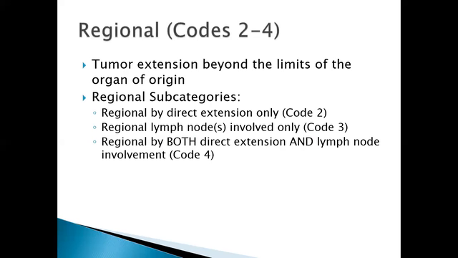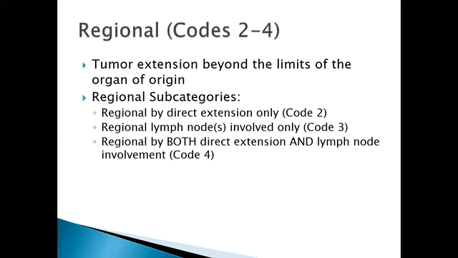The subcategories of regional stage describe the different methods of regional spread of the tumor. So first is the tumor invasion through the entire wall of the organ into surrounding organs and or adjacent tissues, which is code 2, regional by direct extension or contiguous spread beyond the limits of the site of origin. So that's code 2.